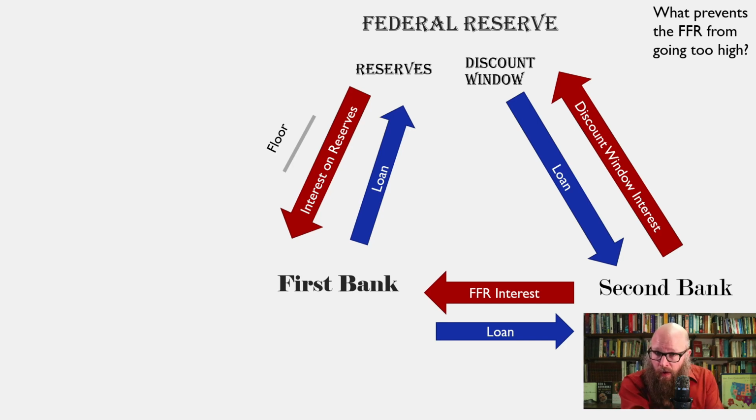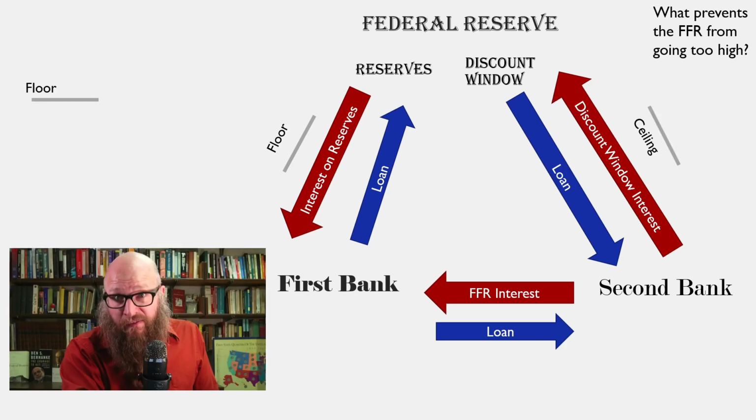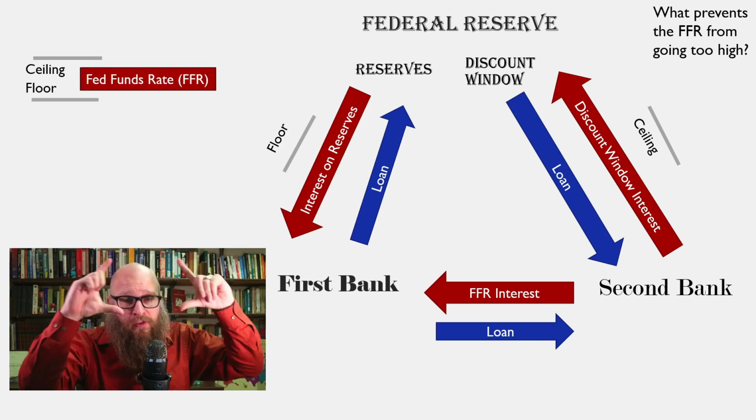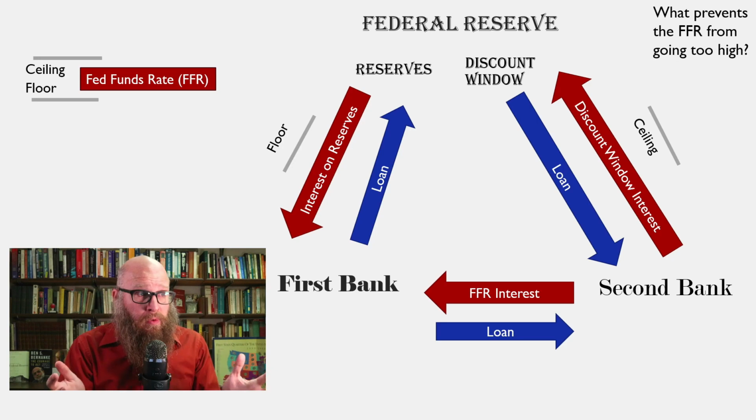Will they ever take a loan from the first bank if the interest rate of the FFR is higher than the discount window? No, they're going to take whatever loan has the lowest interest rate. And therefore, the discount window interest rate behaves as a ceiling. We have a floor. We have a ceiling. The federal funds rate, the FFR, is between these 2. That's how the Federal Reserve, a government agency, controls an interest rate between 2 private banks.